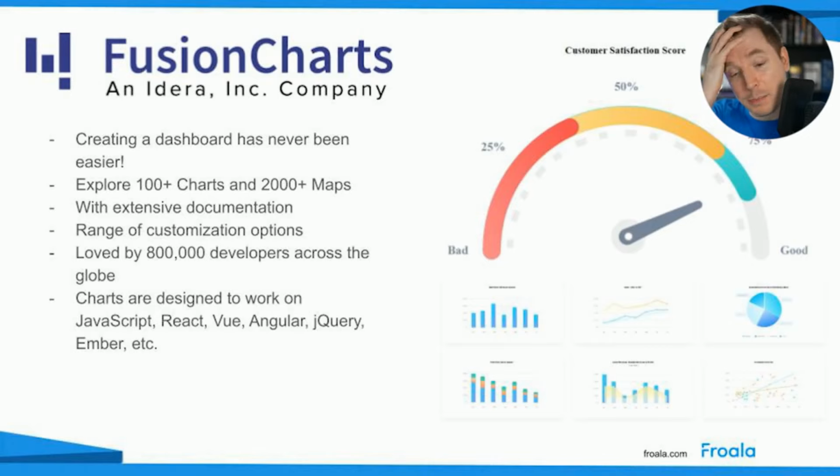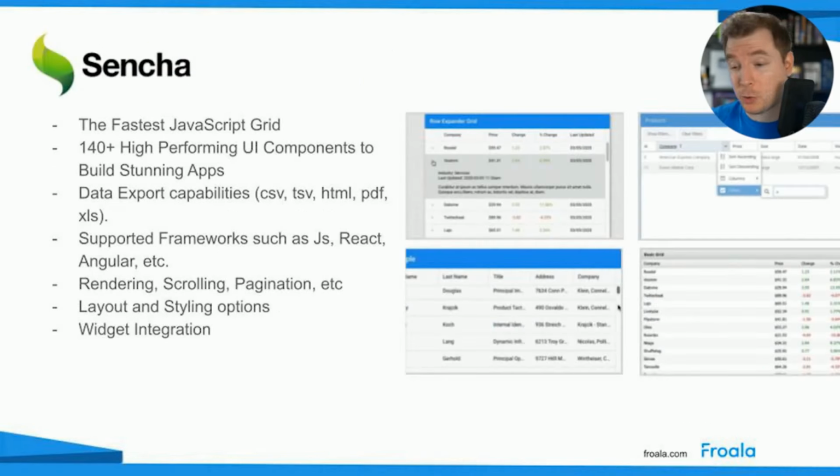It's actually loved by more than 800,000 developers across the globe, working with things like JavaScript and React and Vue and Angular. And really, it actually has quite a few different charts that you might want to check out now. So let's actually have a look at some of them. We've got a mix between, for example, this customer satisfaction score, as well as bar graphs and pie graphs and statistical plotting on a graph as well.